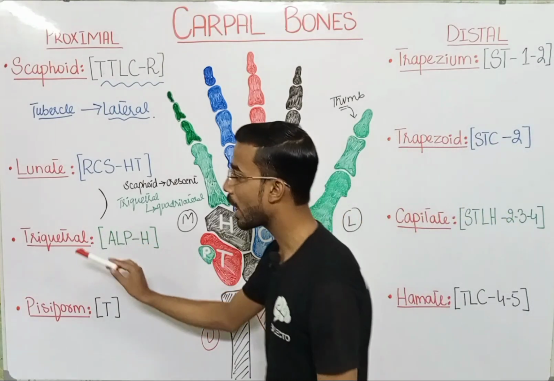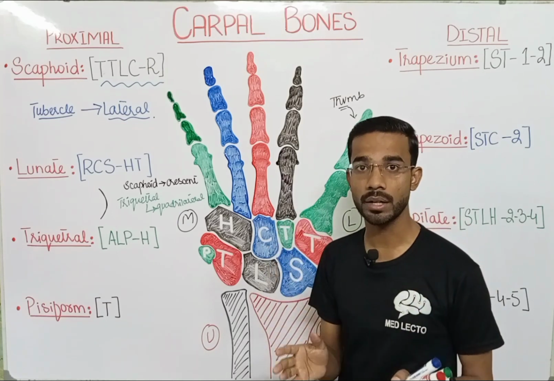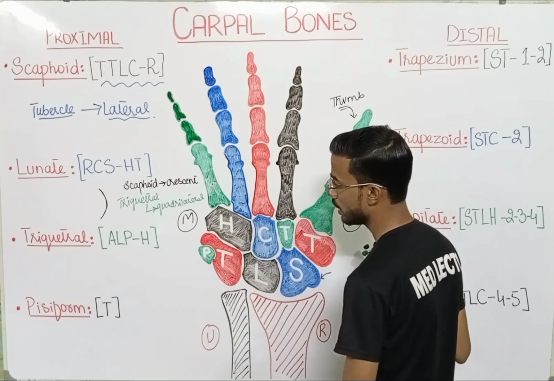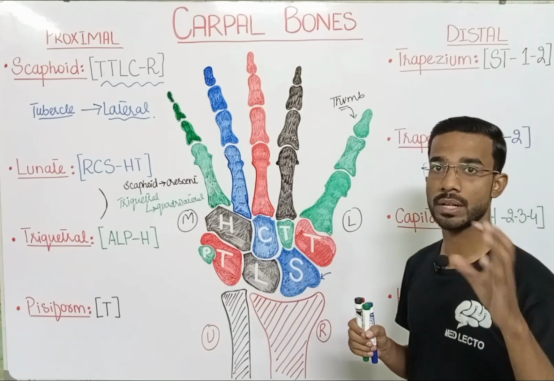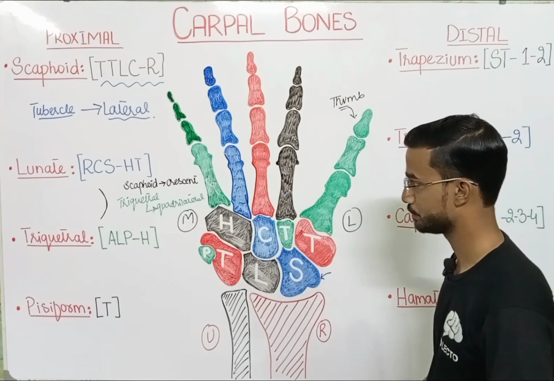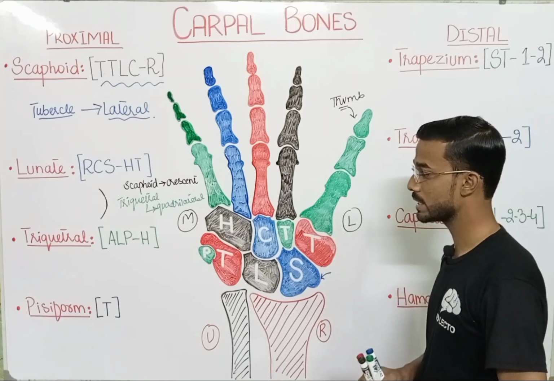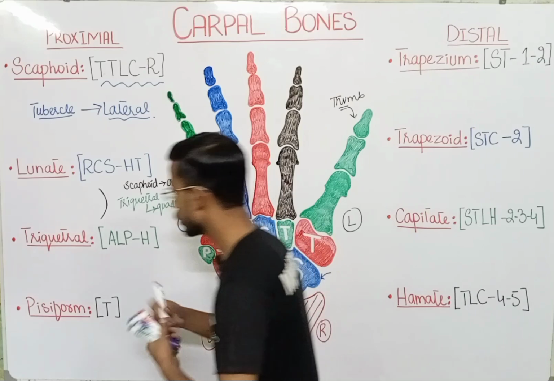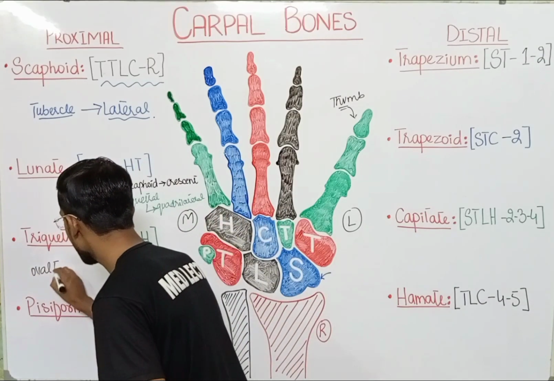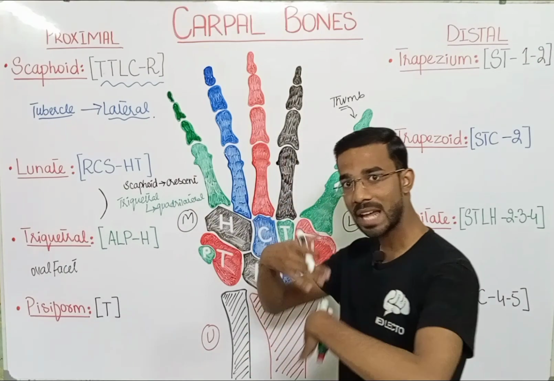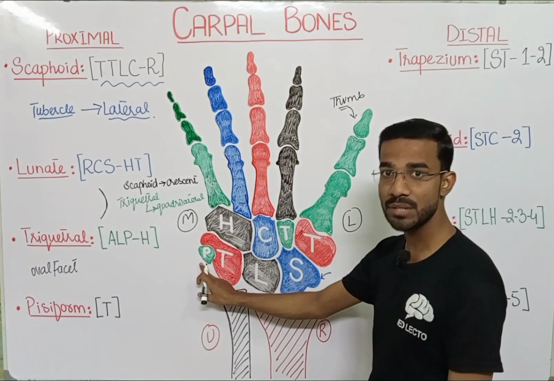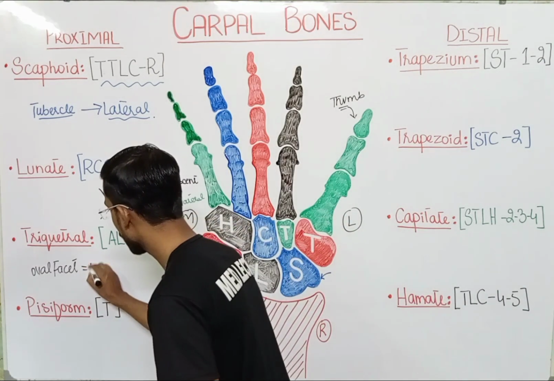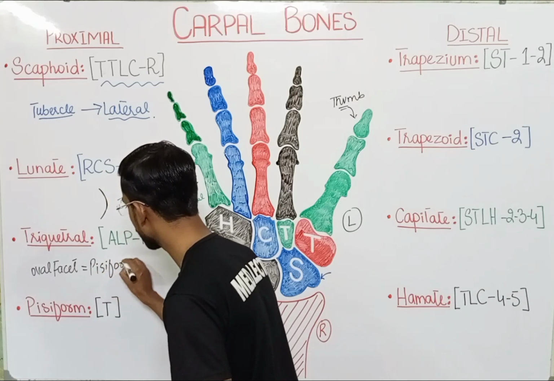Next is the triquetral, meaning 3 corners, or you can say pyramidal shape. An important feature of the triquetral is that it forms an oval facet. Facet means a surface for the attachment of what bone? The pisiform bone. So the triquetral is attached to the pisiform bone.